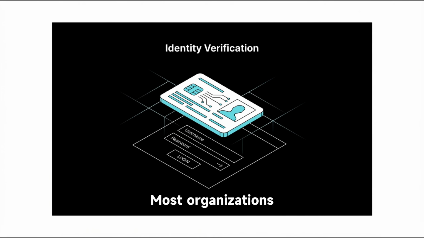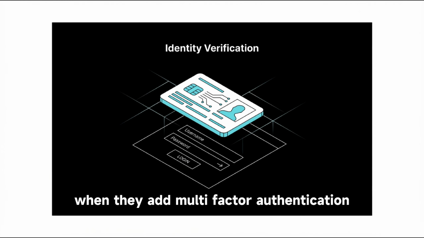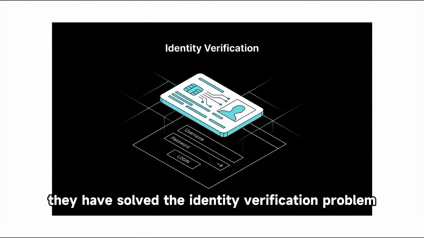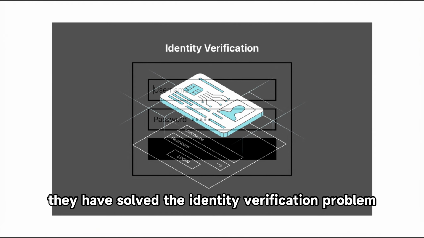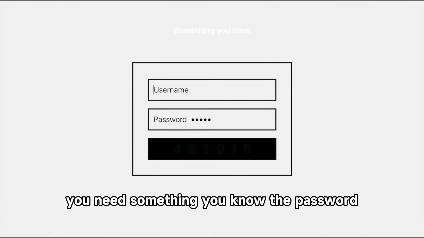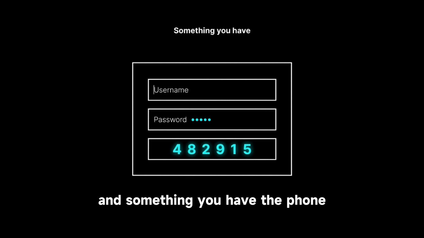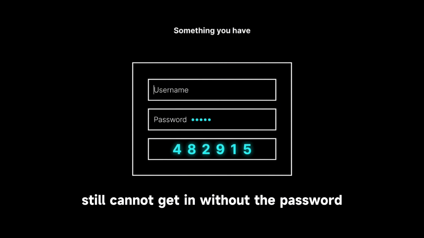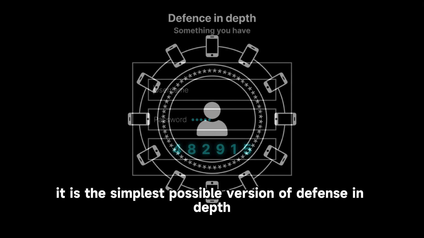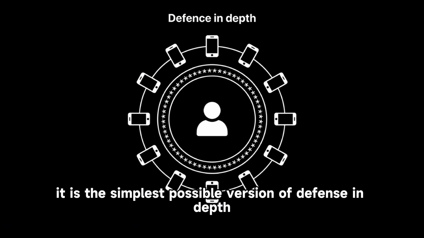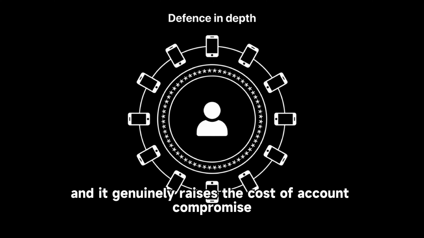Most organizations, when they add multi-factor authentication, quietly believe they have solved the identity verification problem. You need something you know, the password, and something you have, the phone. An attacker who steals the password still cannot get in without the phone. An attacker who steals the phone still cannot get in without the password. It is the simplest possible version of defense in depth, and it genuinely raises the cost of account compromise.